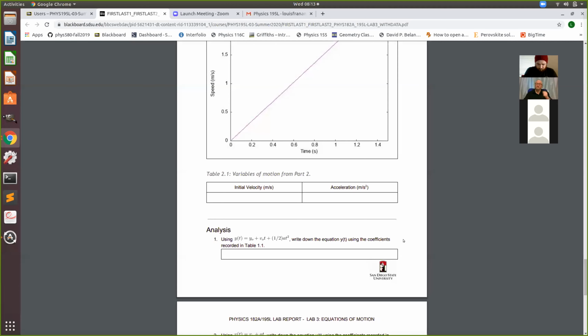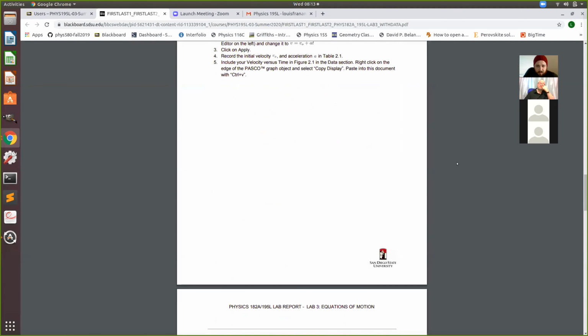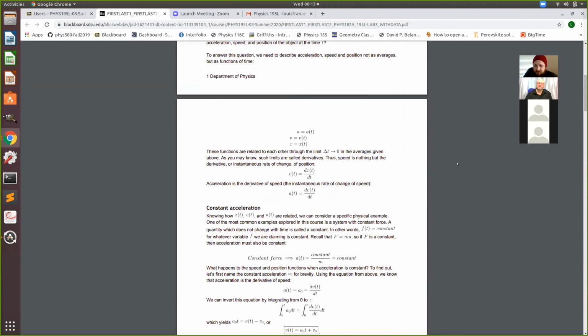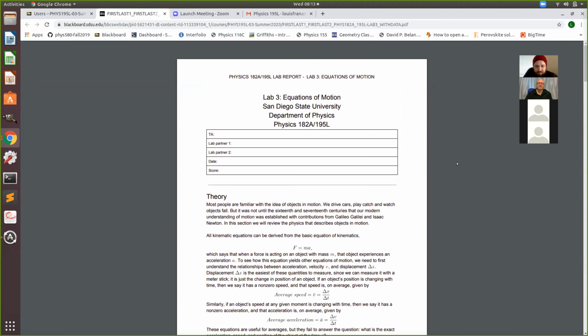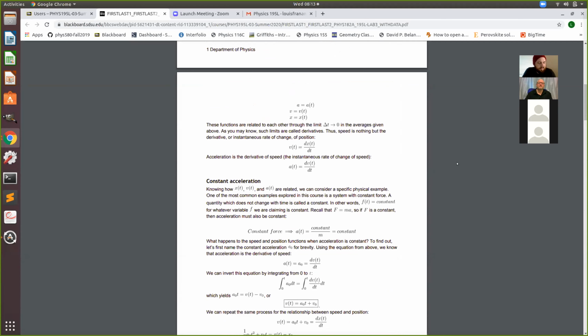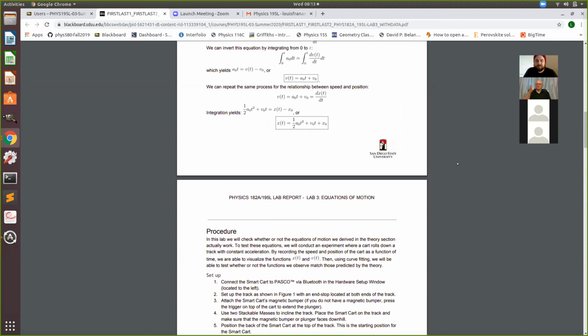Let's see. First of all, I'll go ahead and share the screen here. So this is the lab you should see. On the Blackboard link there, I have the PDF version if you want to look at that, but there's also the link to the Google Drive, and there's also the .doc, although the .odt would be a little bit better.